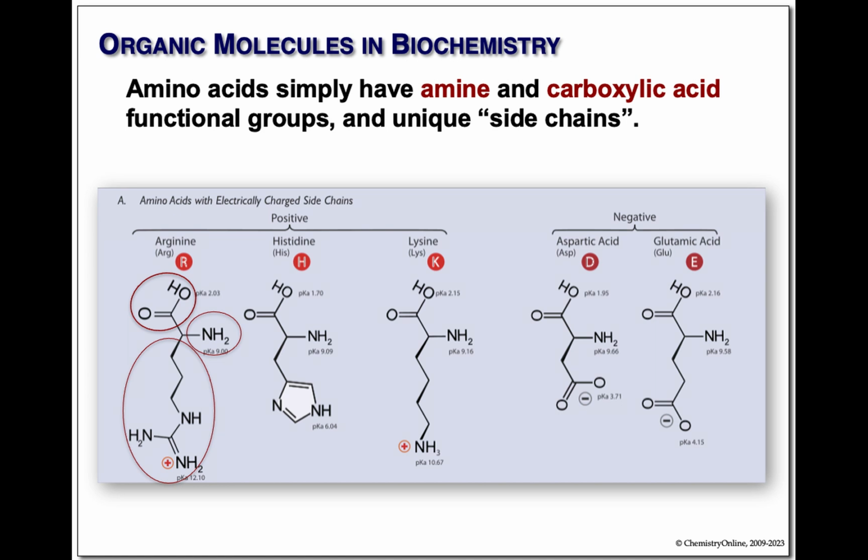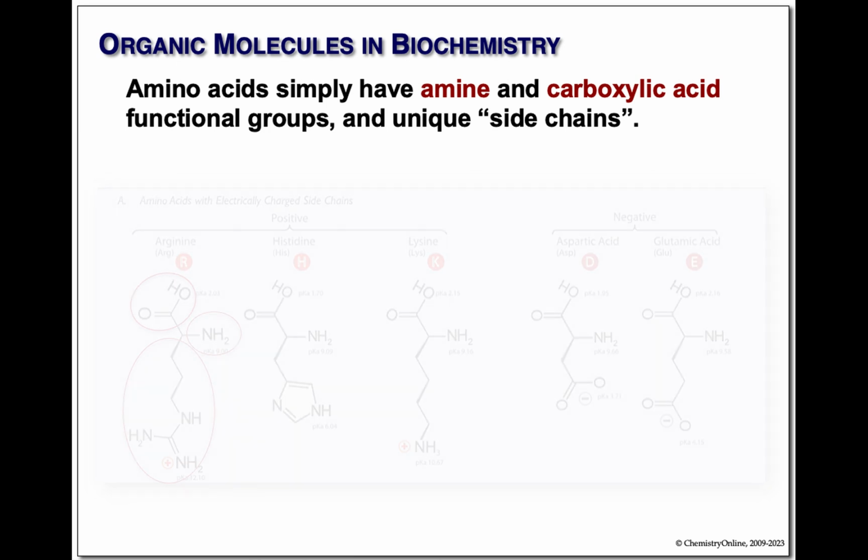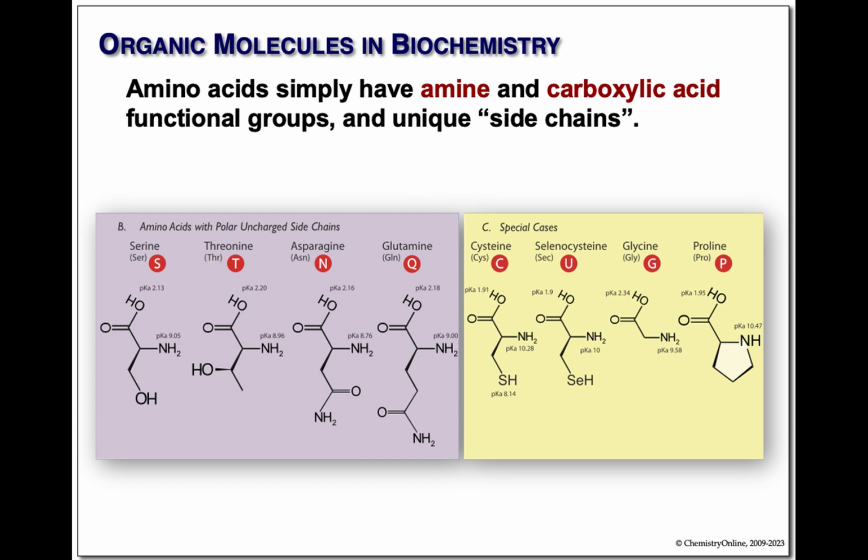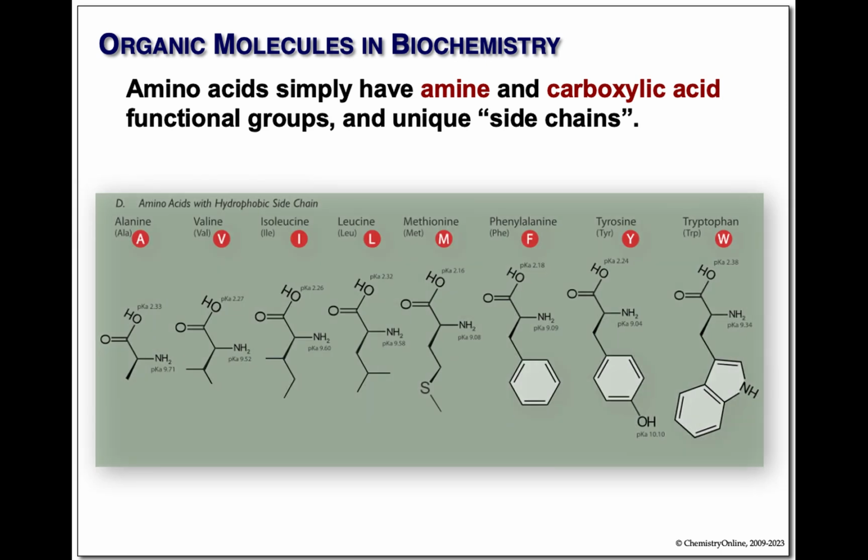This and this and this are all positively charged. These guys are negatively charged. Here's a set that are polar, so they're water soluble, but they're not charged. These are special cases. We have a thiol. You can put a selenium in there instead. Just a hydrogen, proline, kind of wraps around itself. This is the amino acid that predominates in hair. Why hair can get curly. We also have the other set here, hydrophobics, methyl group. Here we have a branch chain, another branch chain, another branch chain. A sulfide, even have benzene rings in our amino acids.